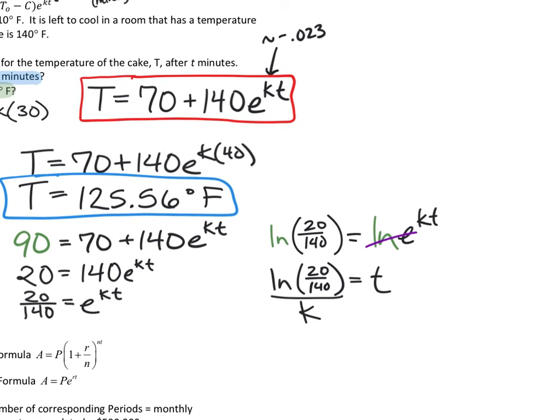So if we let this cake cool on the counter, it's still 90 degrees. How long have we waited? 84.22 minutes. That's a long time.